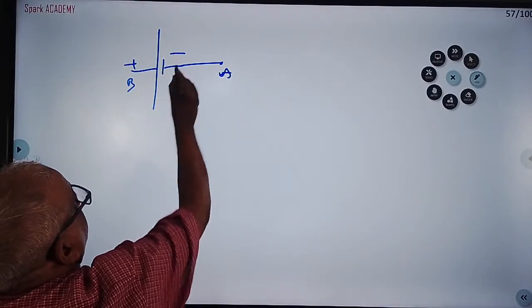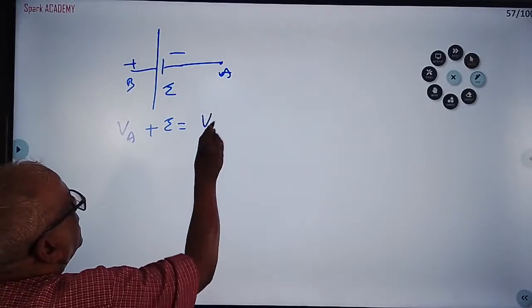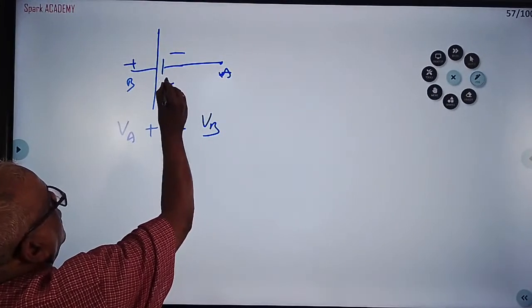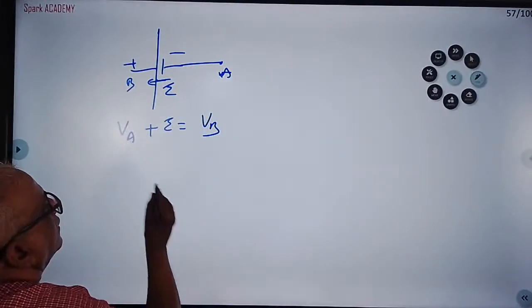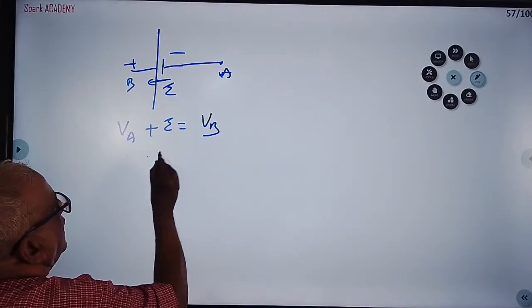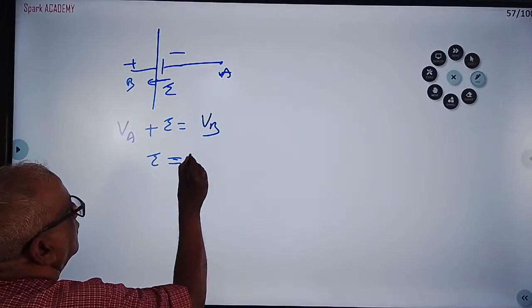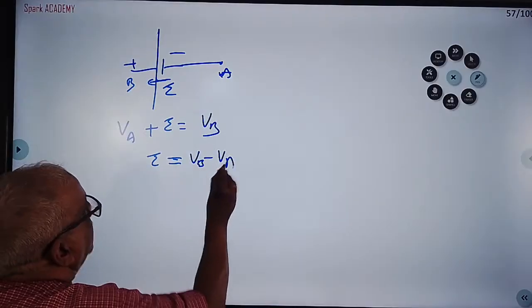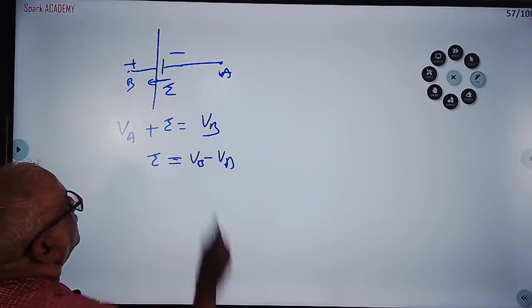VA is the negative potential. The EMF is E, negative to positive. VA plus E is nothing but VB here. VA plus E, minus to plus, current is going like this. So E is nothing but VB minus VA. That means B is at a higher potential and A is at a lower potential.